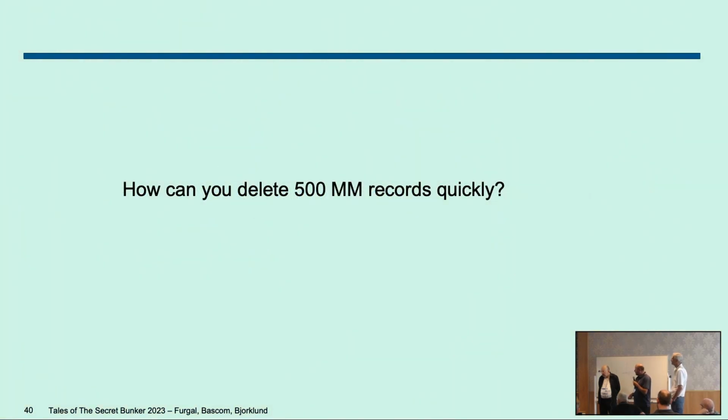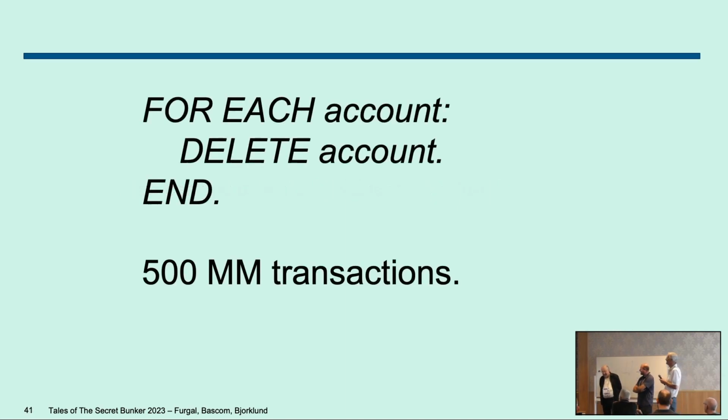So the next question is, Tom, how do you efficiently delete 500 million records? One at a time. Here you go. Because it didn't seem that way. For each account, delete account, end. 500 million individual transactions. That sounds like a bad thing, right?